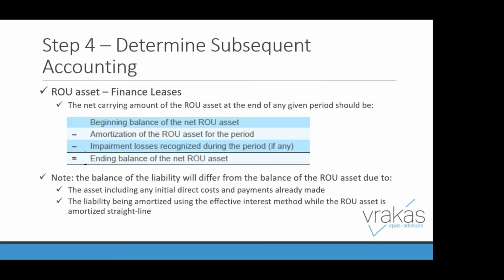On the asset side of things, you're going to record the amortization on the right of use asset. And again, that's going to be on a straight line basis. Something to note is the balance of your liability may differ from the balance of your right of use asset because the asset includes any of those initial direct costs and payments that were already made. Again, those initial direct costs are probably going to be fairly rare, but the other big difference is that your liability is being amortized using the effective interest method, while your right of use asset is being amortized straight line. So those two numbers will be off a little bit. They'll be pretty similar, but they will be different.